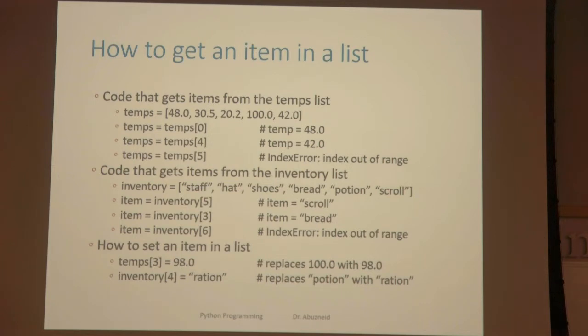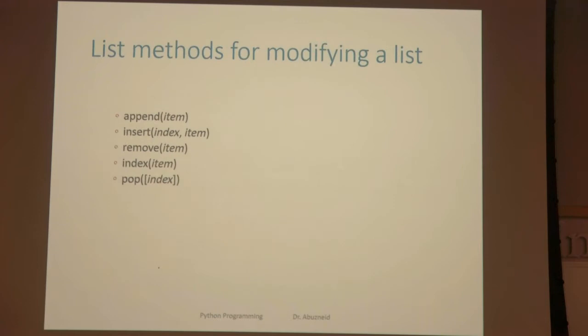Code that gets items from the inventory list. So you have inventory, which has strings, as you see in here. You could read it the same way. So as an example in here, inventory of 5 will give you a scroll, and it will be saved in item. Same thing with the other stuff.